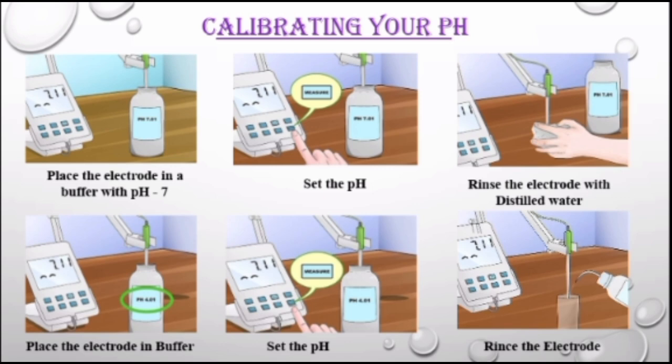Place the electrode in the buffer with pH 7. Set the pH, then rinse the electrode with the distilled water. Then again place the electrode in buffer, set the pH and again rinse the electrode. By setting the pH in the buffer 2 times, we can calibrate our pH meter.